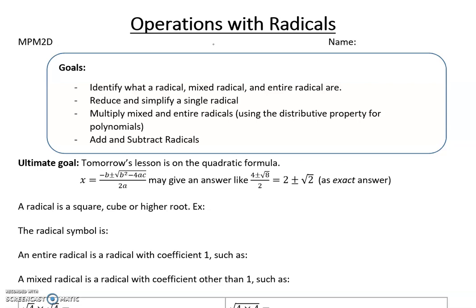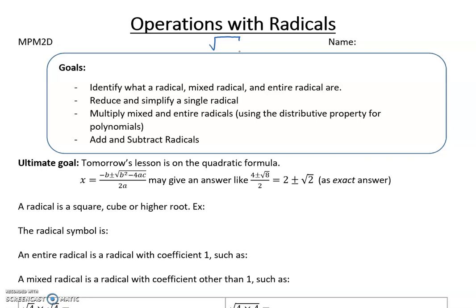Now a radical is something you've seen before. It's a square root, but we can have radicals that are in a number of different forms and look different in different equations. And so we're going to have a whole bunch of goals that might not make sense now, but as you go back to the end of the lesson and look back at these goals, you should be able to understand what these mean and know if you know them or not.